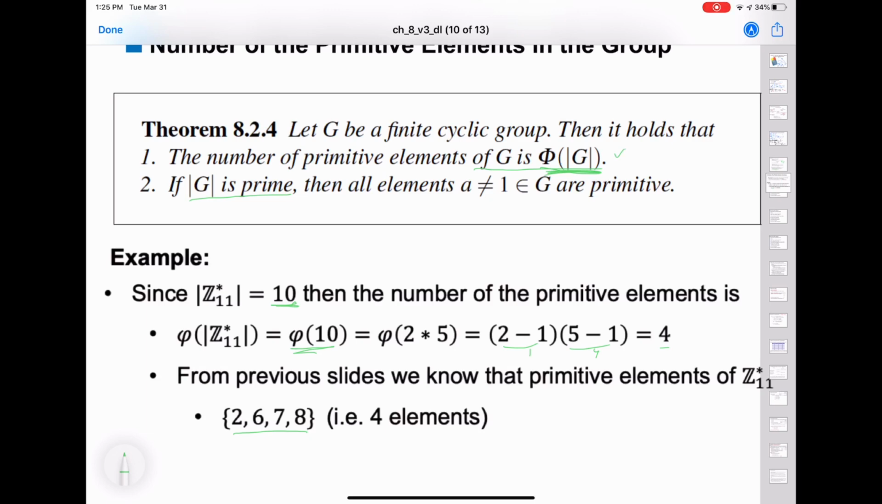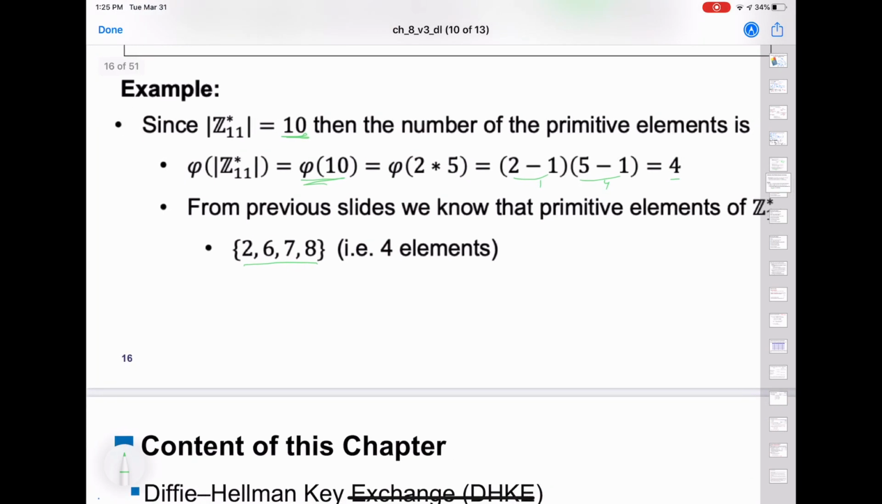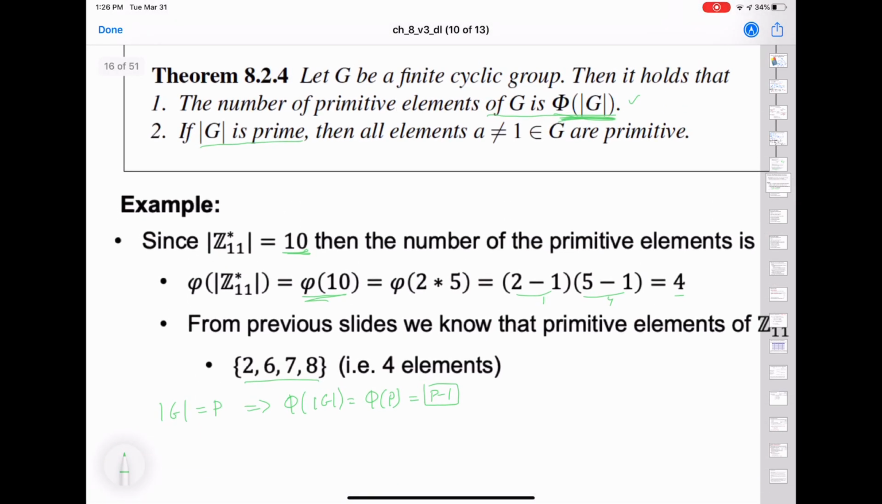What is the second example asking? If the order of the group is prime, how many elements are primitive elements? How many elements do you have which are generators? You're going to do phi of the order of the group, which is equivalent to phi of p, where p is prime. So this equals p minus 1. It means that all elements other than 1 are primitive elements. That's what theorem number 2 says.